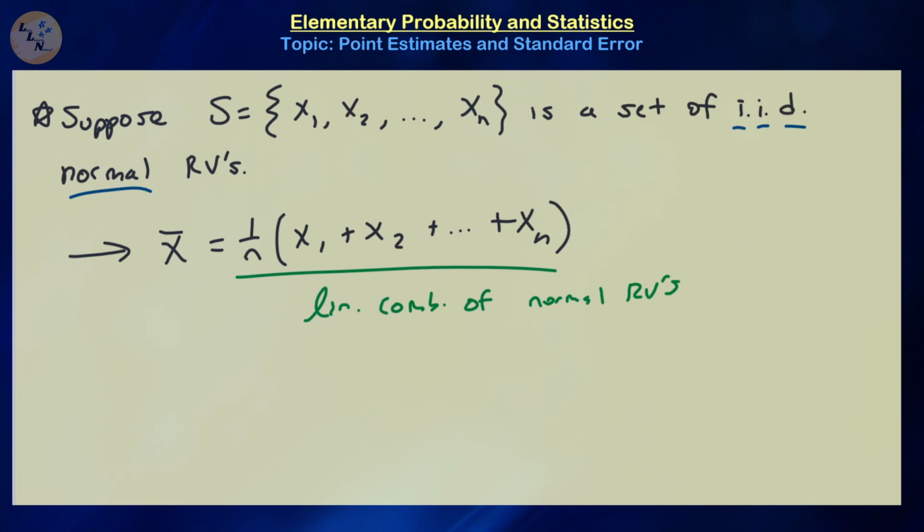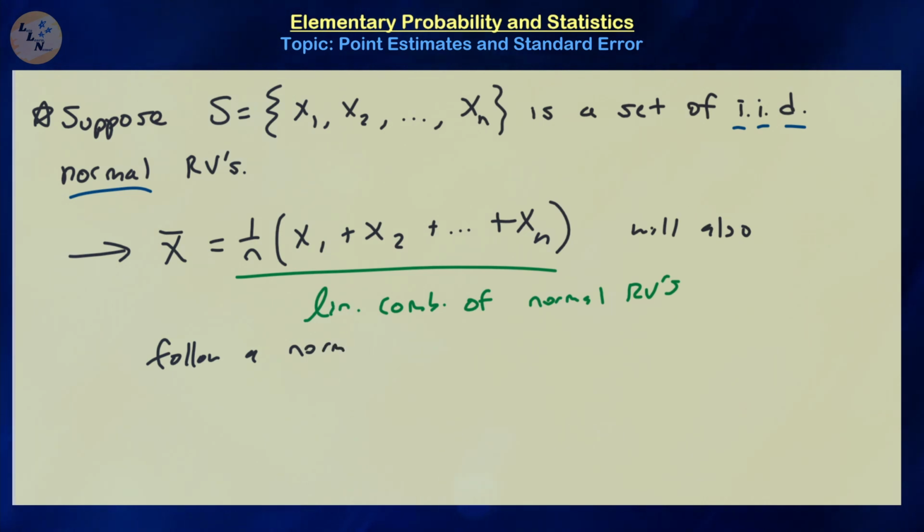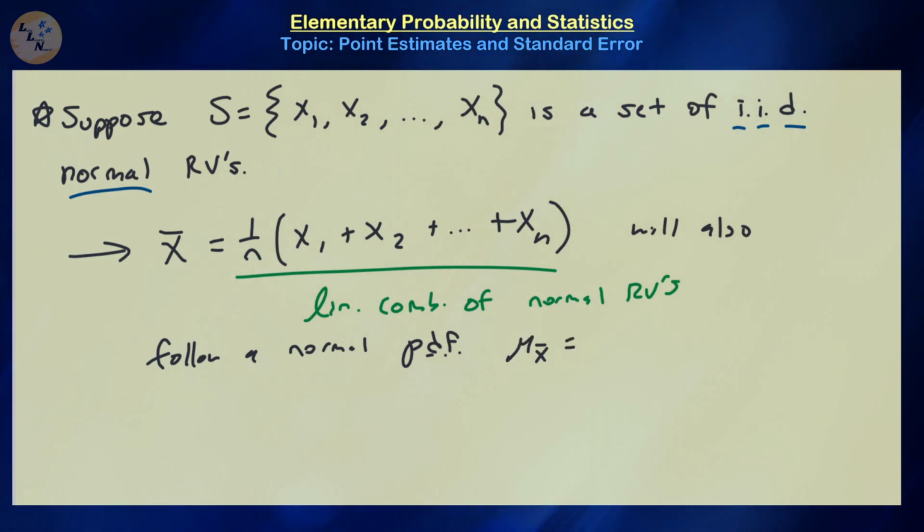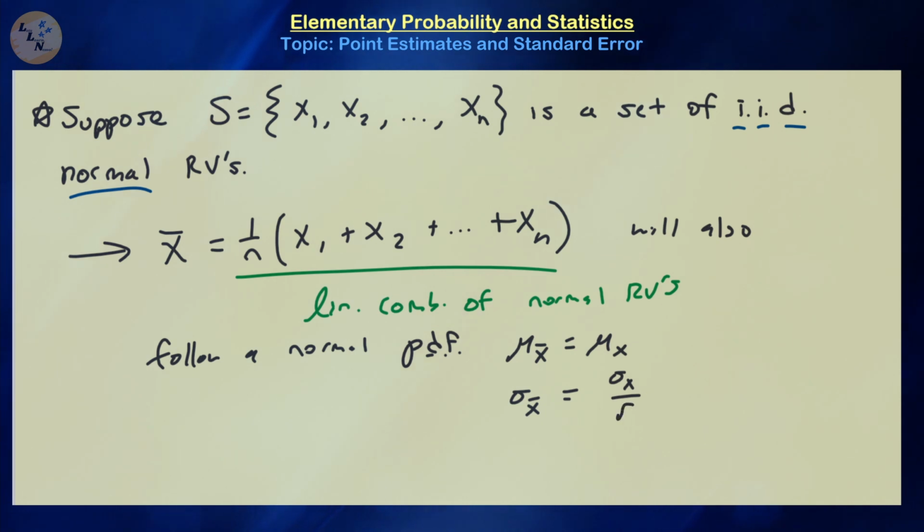So remember that the linear combination of normal random variables also is normal. So that means x bar will also follow a normal distribution, right? And we also know the mean and the standard deviation of it, right? So the mean of x bar is going to be the same as the mean of x, and the standard deviation of x bar is actually just going to be equal to the standard deviation of x divided by the square root of n. So we've already looked at those things and some applications of it.